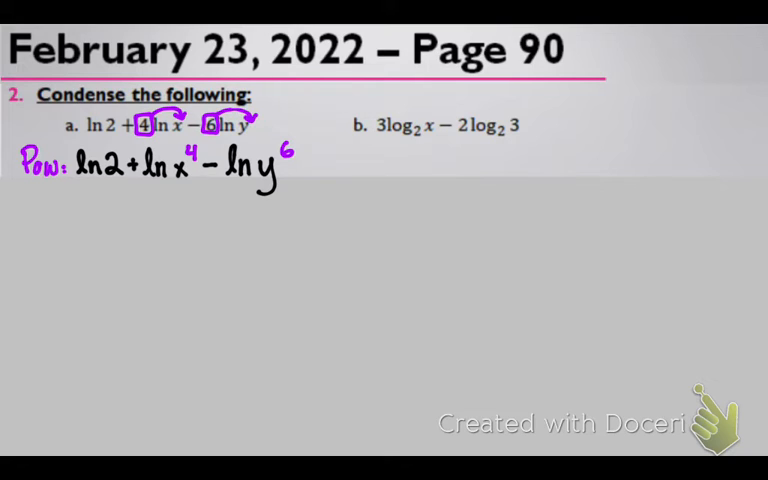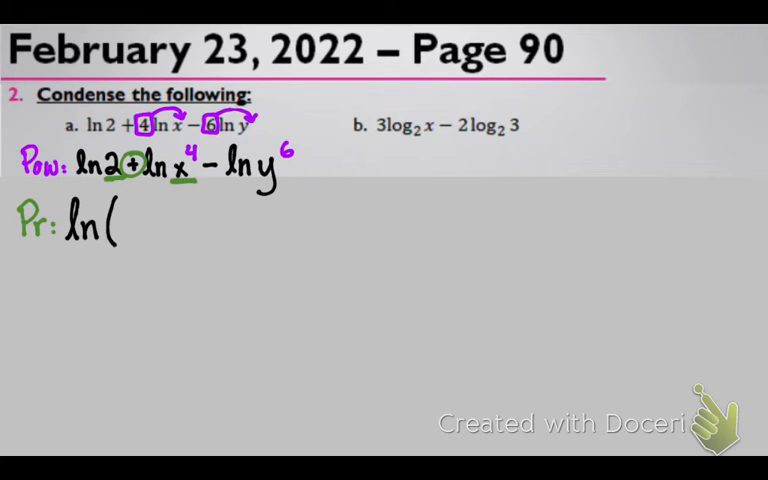Okay, what is my second step in the order of condensing? What do I look for next? The product rule. So what am I looking for to tell me if I have a product? The addition sign? Exactly. So when I have addition between logs, I'm going to multiply their arguments together.